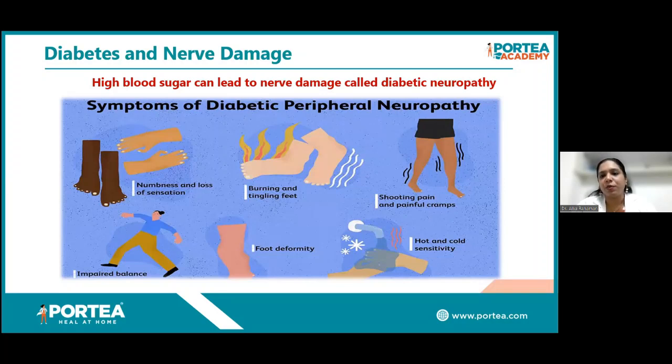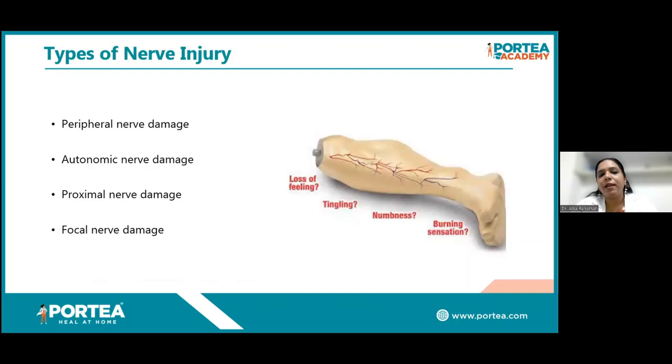So they will have an issue. It is because their nerves are too sensitive to cold because of the damage that has occurred to them due to diabetes. Now, these nerve damages are also of different kinds: peripheral nerve damage, autonomic, proximal, and focal. We get a lot of complaints with these nerve damages. It will not always be a single kind of nerve damage. It will come as different complaints to us.